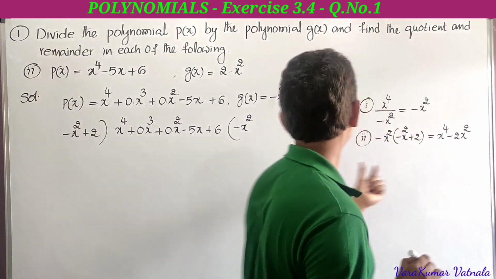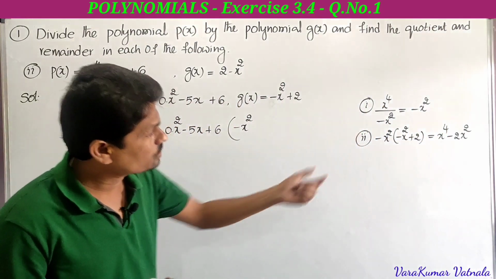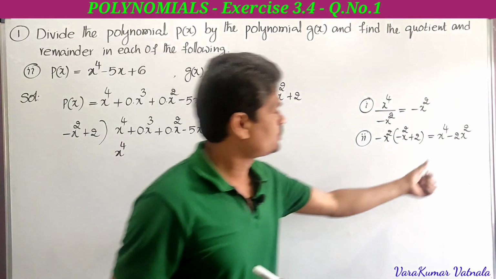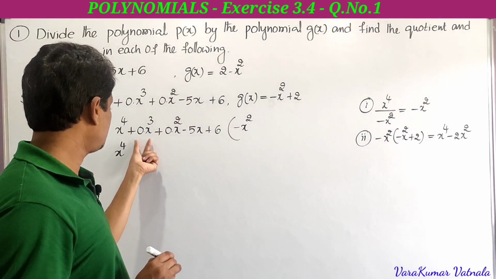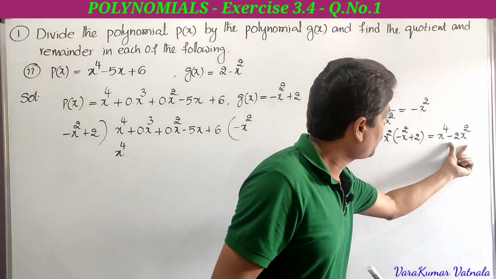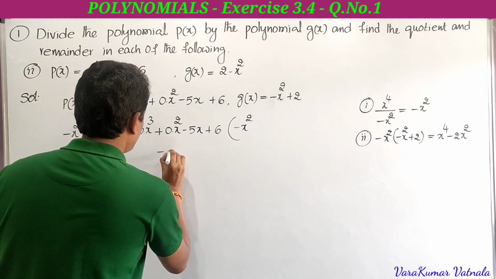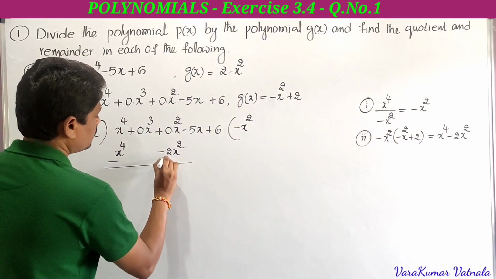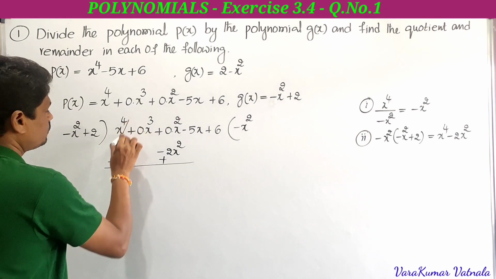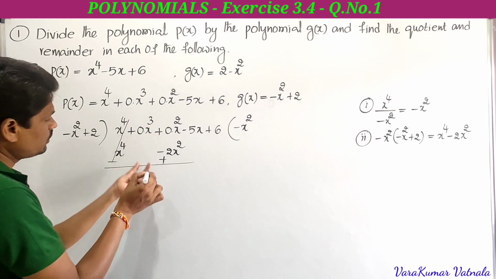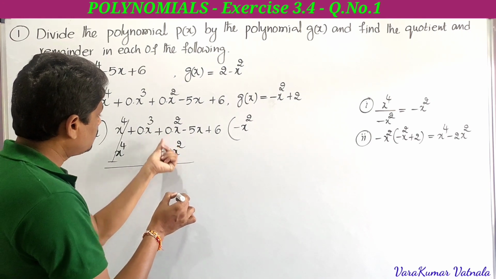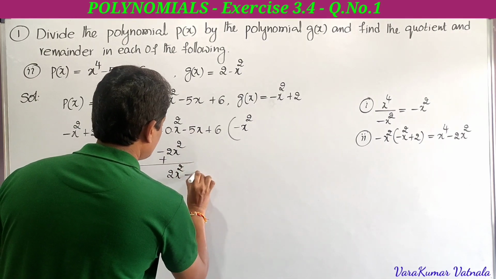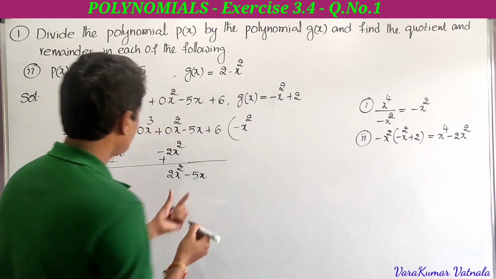Now write these two terms below the terms of the dividend. Write x to the power 4 below the x to the power 4 term. There is no x cube term here, so leave this space blank. Here minus 2x square is there, so write minus 2x square. Now subtract, so minus becomes plus. X to the power 4 minus x to the power 4 gets cancelled. Here 0 into x cube, we need not write. Here 0x square plus 2x square becomes 2x square. Next write the next term, minus 5x.